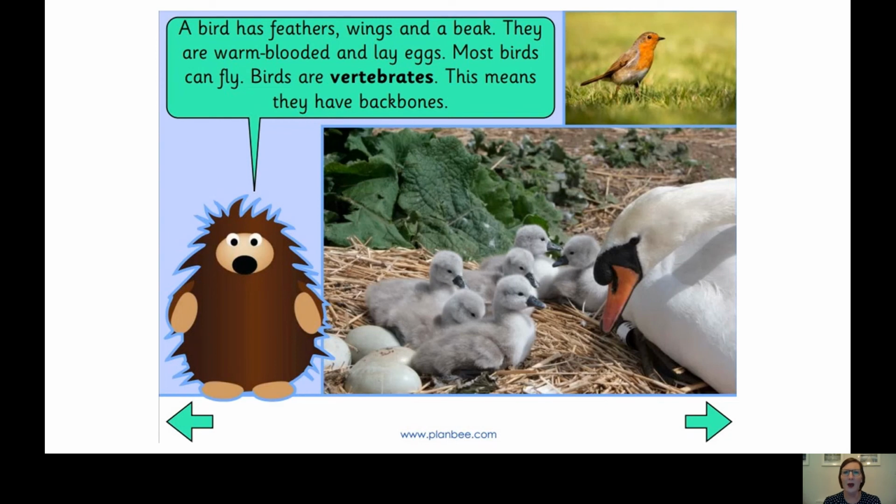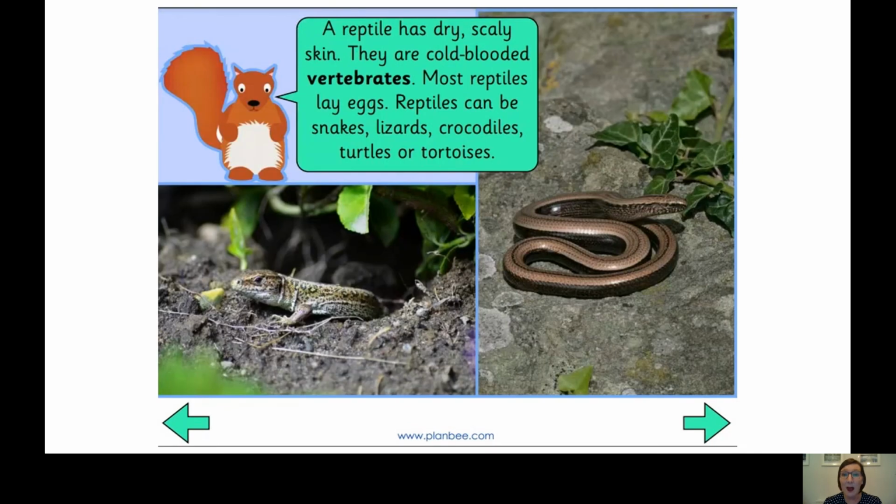Can you say that word? It's a tricky word, isn't it? Vertebrates. This means they have a backbone. A reptile has dry, scaly skin. They are cold-blooded vertebrates. Most of the reptiles can lay eggs. Reptiles can be snakes, lizards, crocodiles, turtles, and even tortoises.